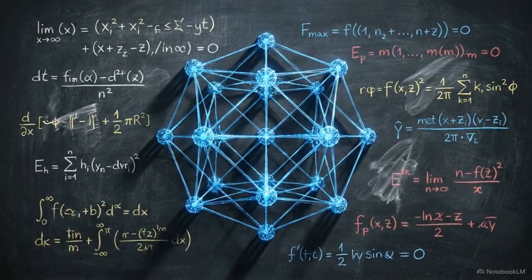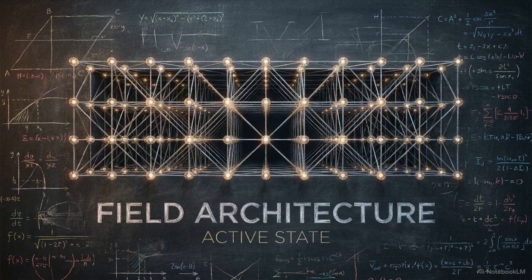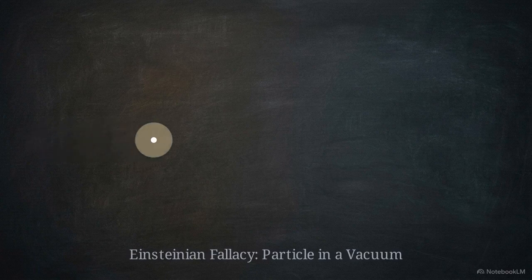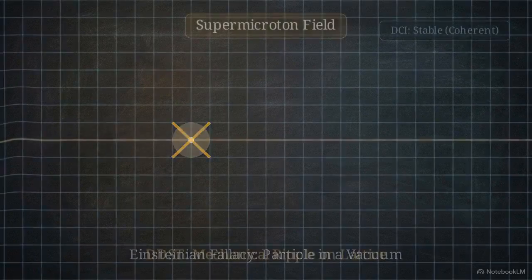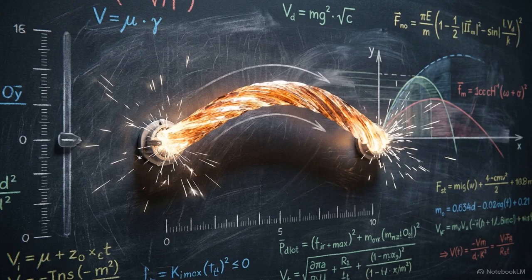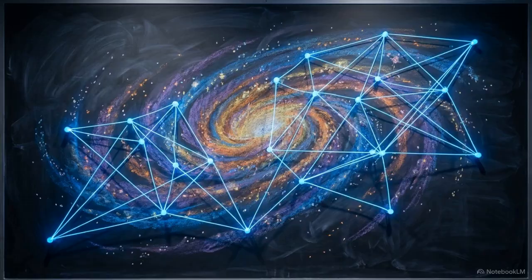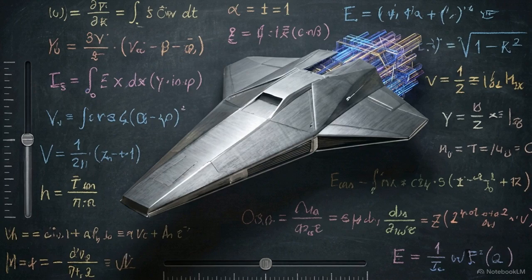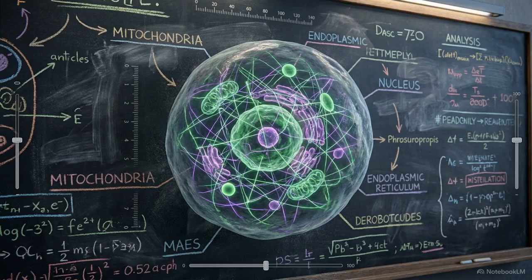physical structure. Dr. Raj Kumar Dhaugoda identifies this structure as the deterministic lattice, or the supermicroton field. In this model, a photon is not a particle traveling through nothingness, but a mechanical ripple propagating across the lattice. The velocity of that ripple is dictated by the structural tension of the field. By deconstructing this tension, we can map its effects across the cosmos, from the propulsion of interstellar craft to the internal signaling of the human cell.